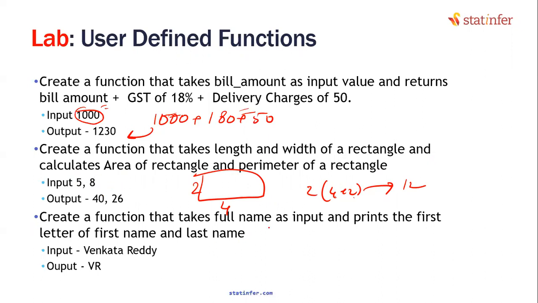Create a function that takes the full name as input. Now this is a string function. It should take full name as input. Let's say if the input is Venkat Reddy, it should return the first name's first letter and the second name's first letter. VR should be the output. Okay, that's what you have to do here.